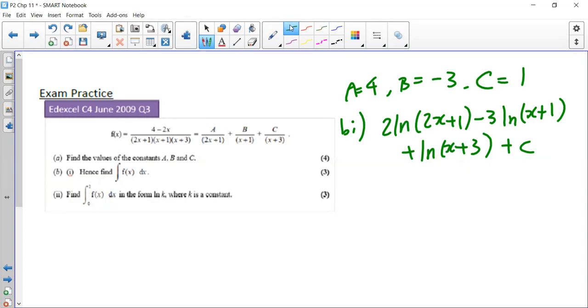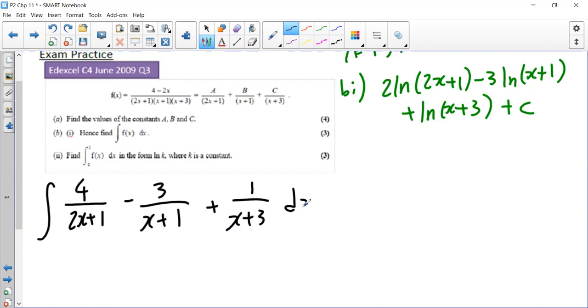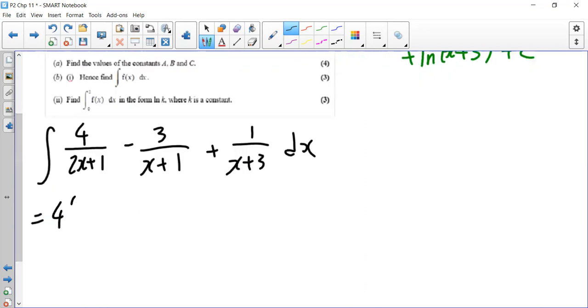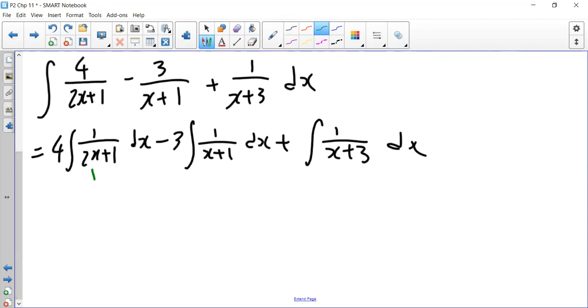How do we do that? So first of all, I'm going to rewrite it as the integral of 4 over 2x plus 1 minus 3 over x plus 1 plus 1 over x plus 3 dx. And I can bring the coefficient out: 4 times the integral of 1 over 2x plus 1, split 1 by 1, minus 3 times the integral of 1 over x plus 1, plus the integral of 1 over x plus 3 dx.